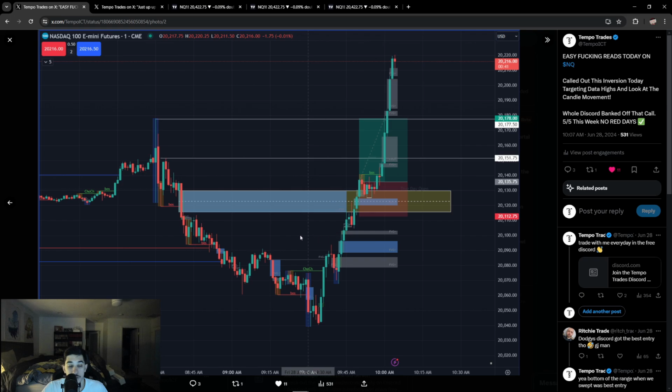Unfortunately, I didn't get that entry. Instead, I took an all right entry. It's kind of in the middle of this range. It's not in premium, it's not really in discount, it's in the middle. So, I mean, the risk to reward is all right.